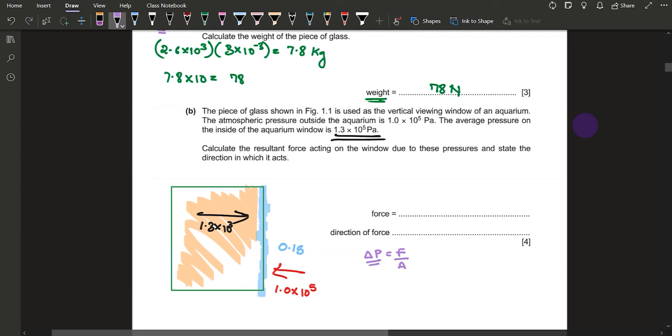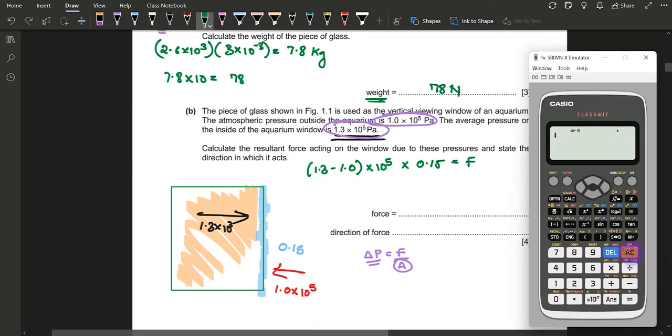We have the change in pressure. We can find it by subtracting this from this, and the area we have is 0.15, and we can find the force. So for the change in pressure, it is going to be 1.3 minus 1.0, times 10^5. I just took 10^5 as common and subtracted 1.0 from 1.3, and this is going to be multiplied by the area, which is 0.15, and this is going to give us our force.